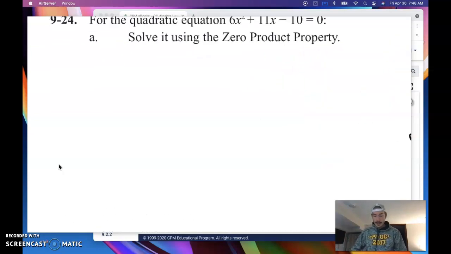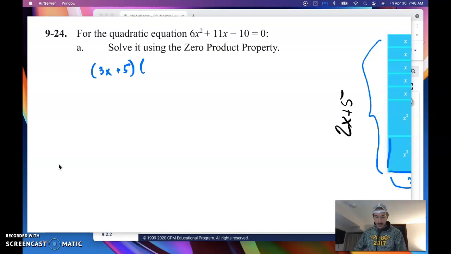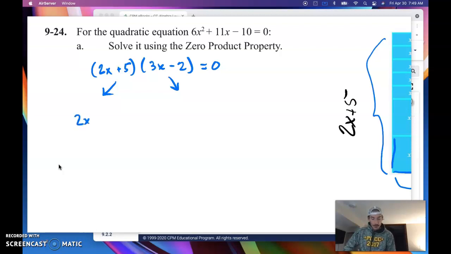Now, here's what we do with that. We write that area as a product: 2x plus 5 and 3x minus 2. Sorry about that, I had to modify that real quick. And now, because it's equal to 0, this is a solvable equation. So here comes the zero product property. This is where we break this apart, because we know that if the product equals 0, then one of the factors has to equal 0. In this case, either 2x plus 5 has to equal 0, or the other factor, 3x minus 2, has to equal 0.